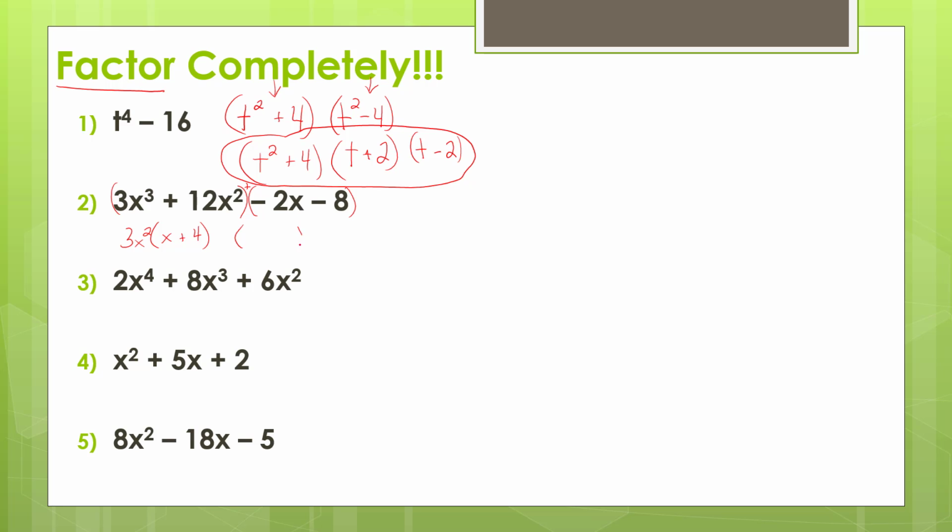Now, when we set up our second parentheses, we really want the first term to be the same. So what can I divide negative 2x by to get x? That's right, negative 2. If I divide negative 2x by negative 2, I need to divide negative 8 by negative 2, so that gives me plus 4. That's what we're looking to see. That means x plus 4 is one of our factors. And then we take the remaining values and put them together to make our other factor.